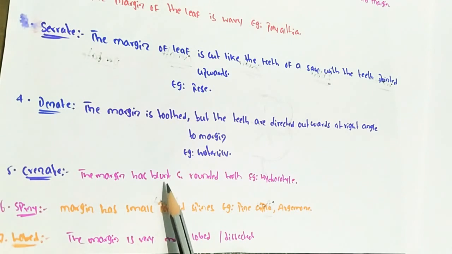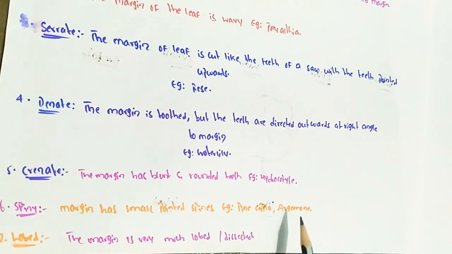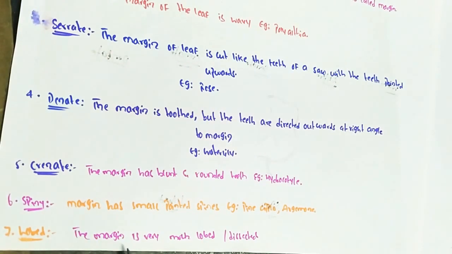Blunt means it is not having a sharp edge and rounded teeth. Example, hydrocotyle. Sixth type, spiny. Margin has small pointed spines. Example, pineapple and argemone. Seventh type, lobed. The margin is very much lobed and dissected. Lobe means partial rounded margin of a leaf.